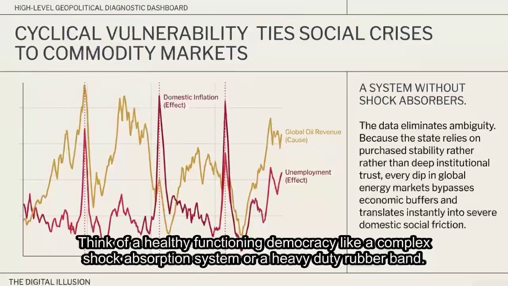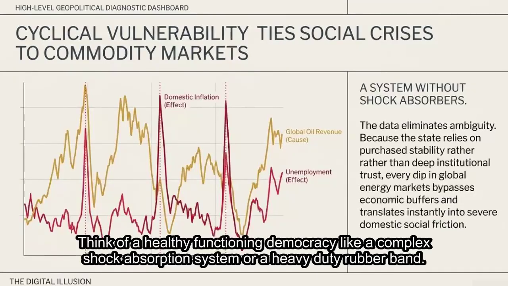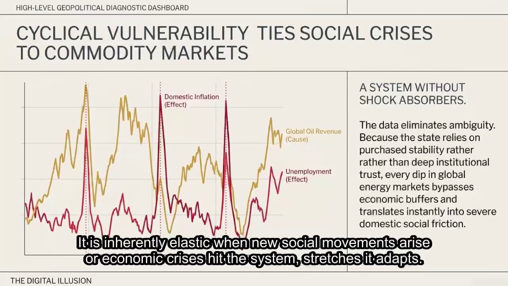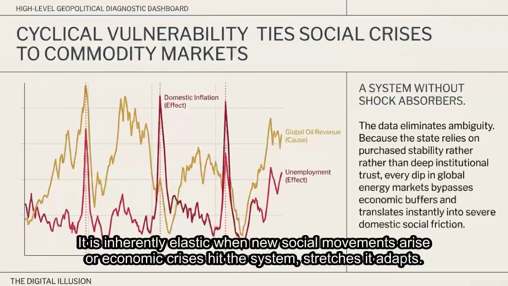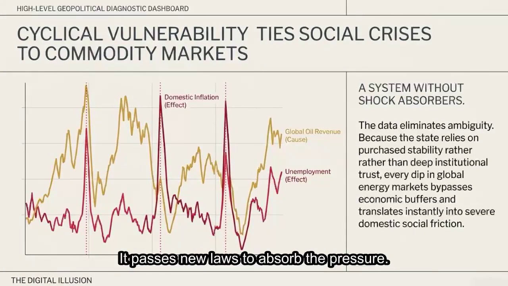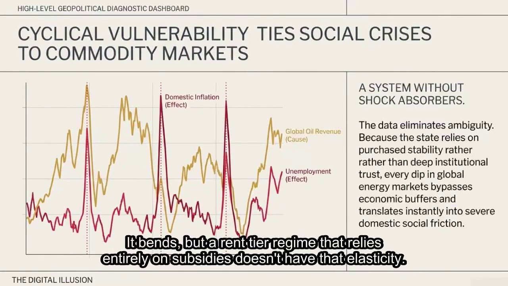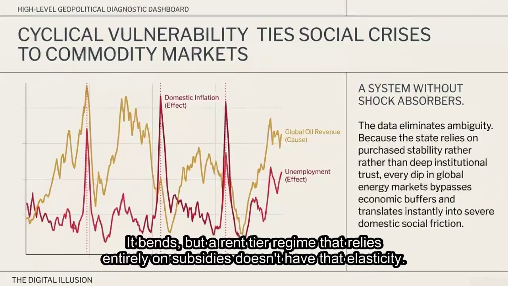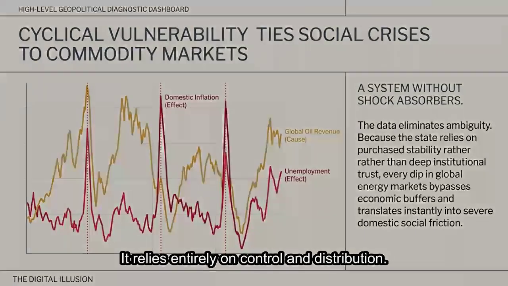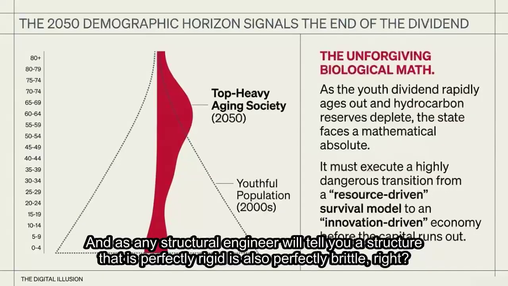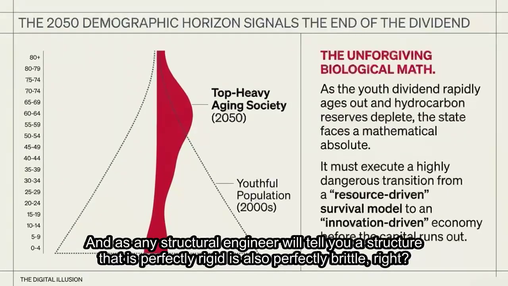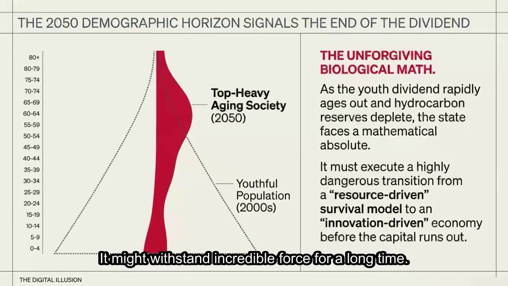By constantly buying its way out of trouble, the system sacrifices all social and political elasticity. Elasticity is the key concept here. Think of a healthy, functioning democracy like a complex shock absorption system or a heavy-duty rubber band. It is inherently elastic. When new social movements arise or economic crises hit, the system stretches. It adapts. Yes, it accommodates new voices, it votes out failed leaders, it passes new laws to absorb the pressure, it bends. But a rentier regime that relies entirely on subsidies doesn't have that elasticity. No, it cannot bend. It relies entirely on control and distribution. It can only hold rigid.